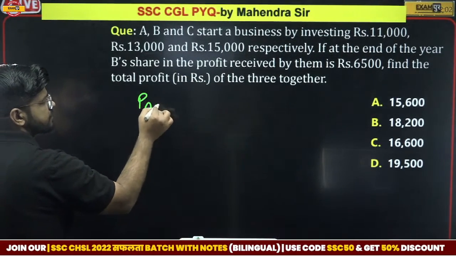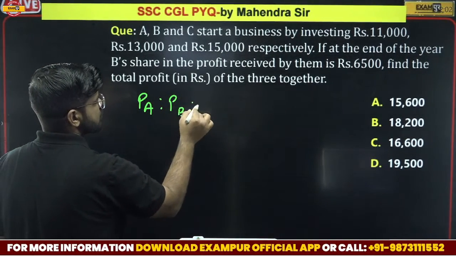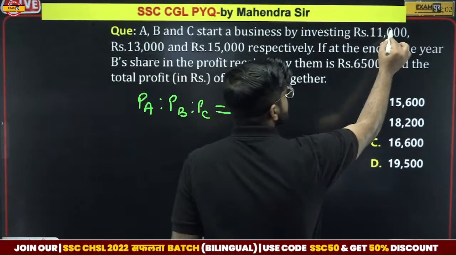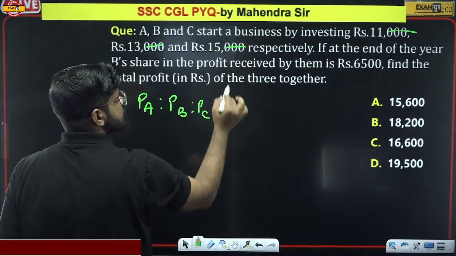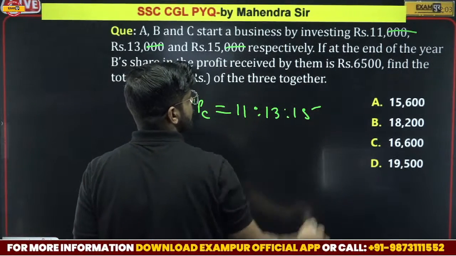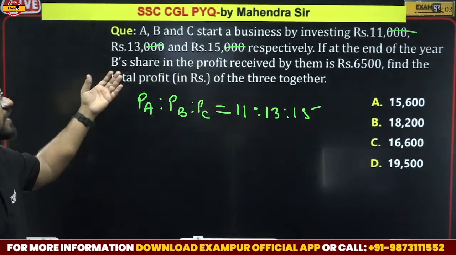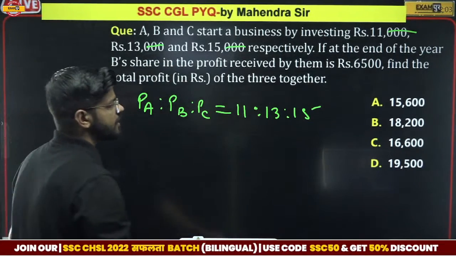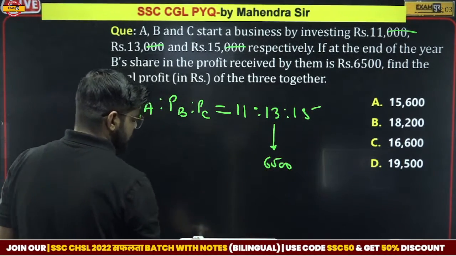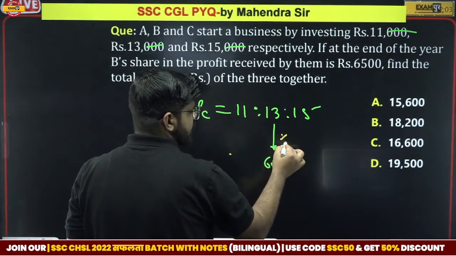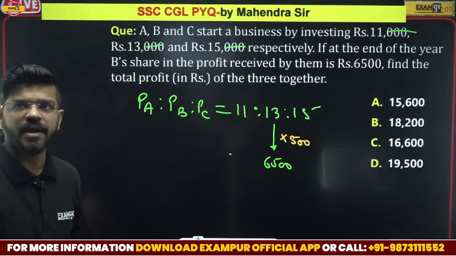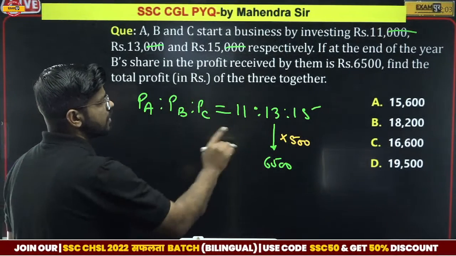So the ratio PA to PB to PC. We have to find the ratio. We can easily say that the 3 zeros will be cancelled out in each of them. So we are getting 11 is to 13 is to 15. The question is saying that B is getting 6,500 in the profit. That means 13 is equal to 6,500. So what is the multiplying factor here? 13 fives are 65, and for the 00 we are multiplying by 500. So this is the multiplying factor.